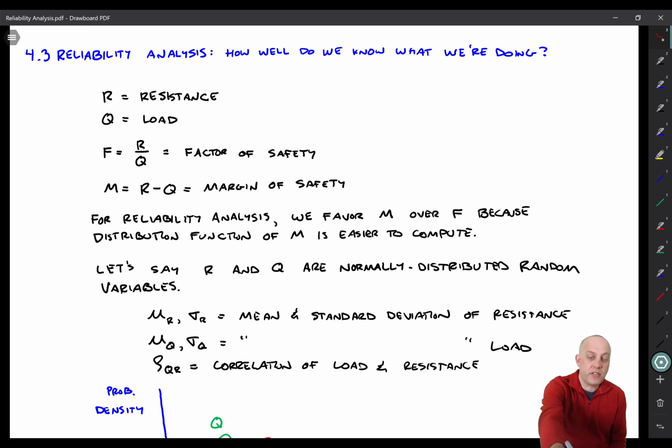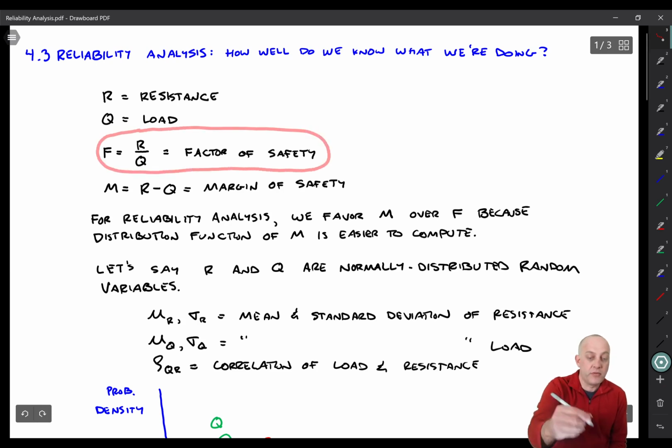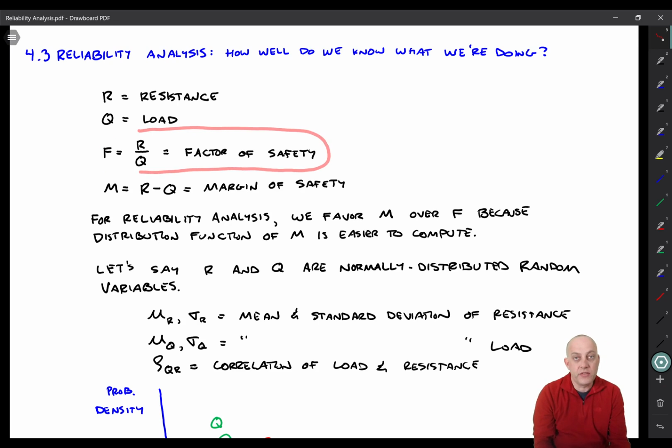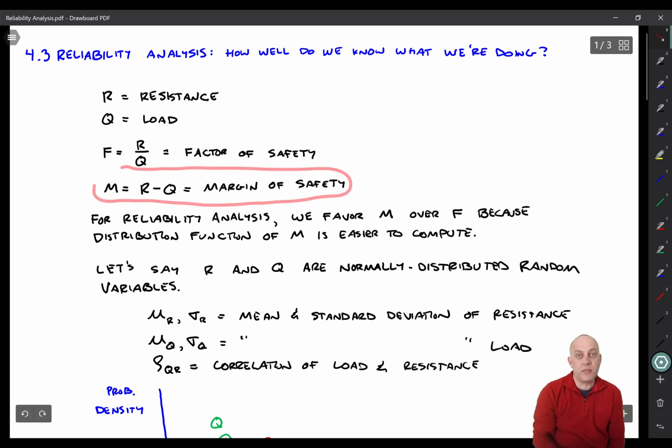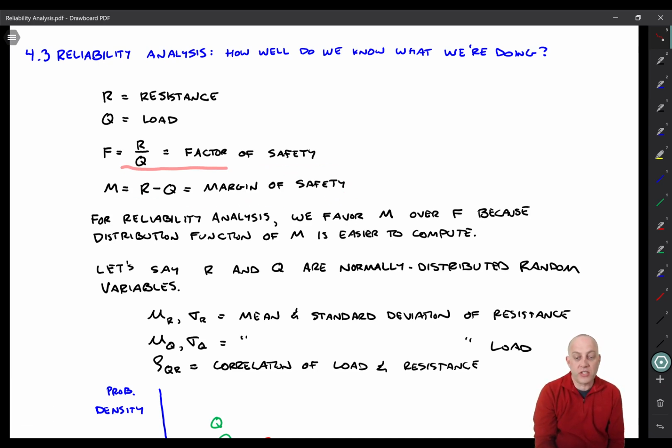What we've been doing so far in slope stability is computing the factor of safety, which is the ratio resistance divided by load, right? So this would be undrained strength divided by equilibrium shear stress for a factor of safety. It turns out that that's not the quantity that we usually use in reliability analysis. Instead, we use the margin of safety, which is the difference between them. It's R minus Q. So the factor of safety is dimensionless. The margin of safety has the same units as R and Q. It's the difference of two quantities.